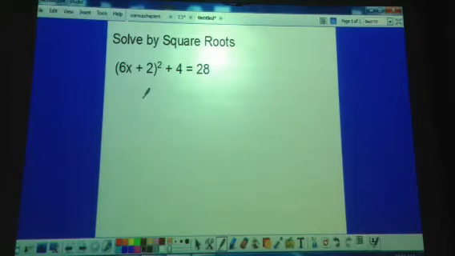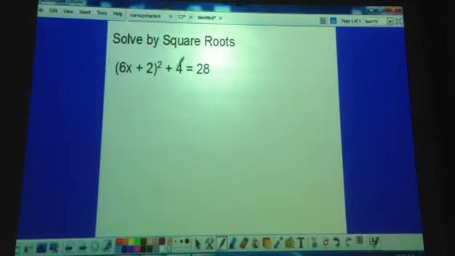Today we're going to solve this quadratic equation using square roots. I'm trying to solve this equation for x. Right now, x is being multiplied by 6, then it's adding 2. That entire expression is then being squared, plus 4 should give us the 28. I want to undo all of these operations so I can get back to the x.